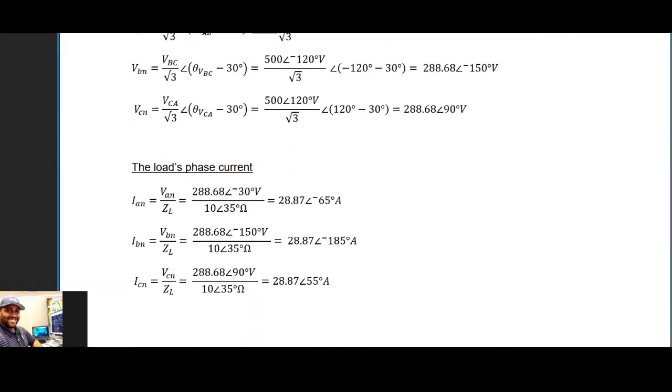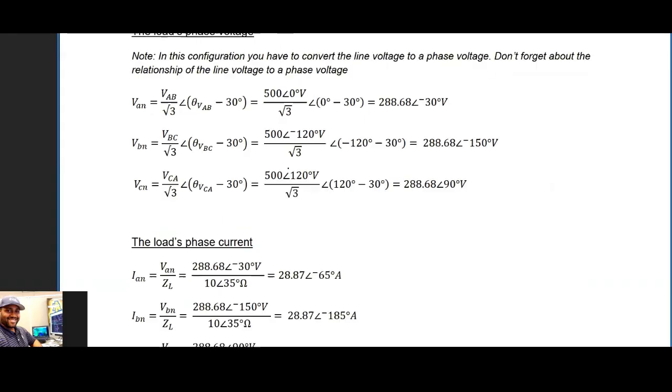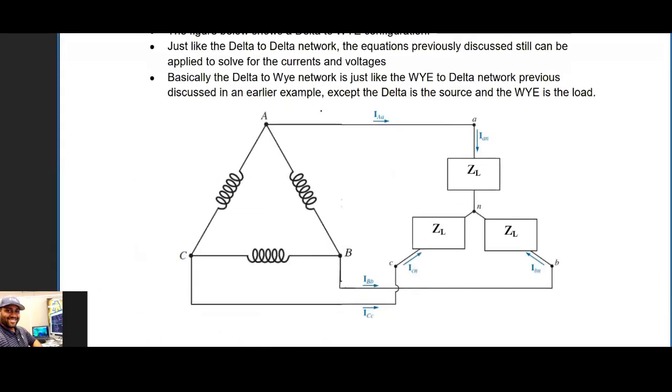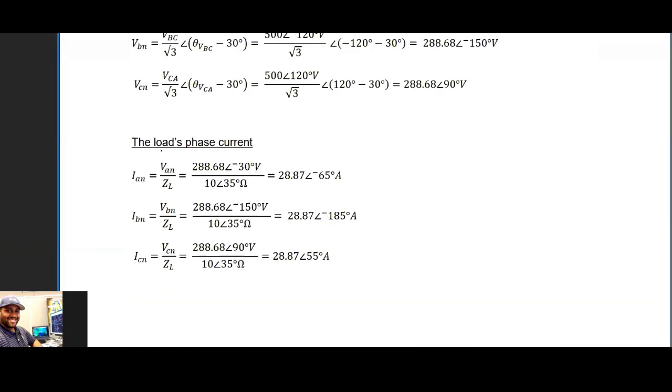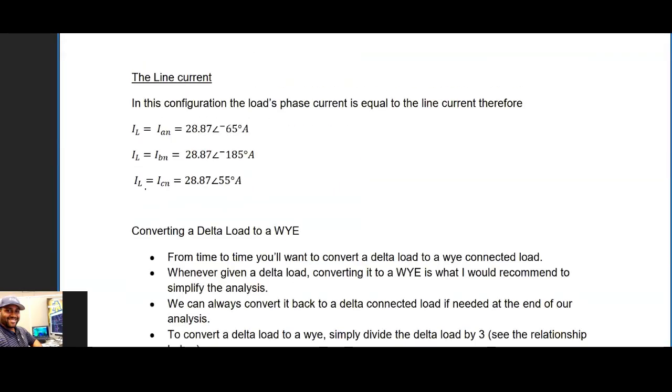All right. So before even jumping into this one, the one good thing about this configuration is the line current is going to equal the phase current because the current is flowing through the line. There's nowhere other place for it to go but through the load. So therefore, the load phase current is going to equal the line current.